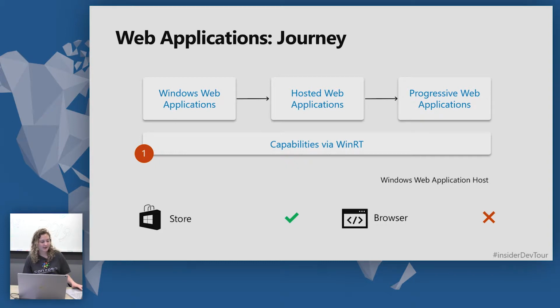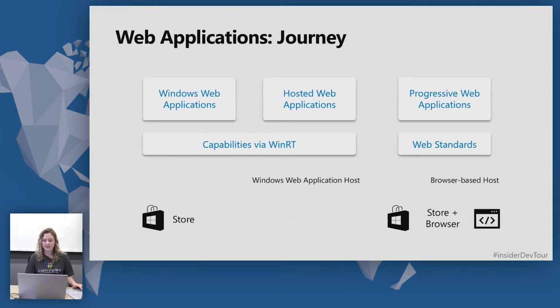Using WinRT APIs meant that these apps could not be truly cross-platform because they relied on the capabilities of a specific platform. And because they were running in the Windows Web Application Host, they couldn't share context and other functionality between the browser and the host. And finally, your apps had limited discoverability because you could only discover them through the Microsoft Store and not through the browser.